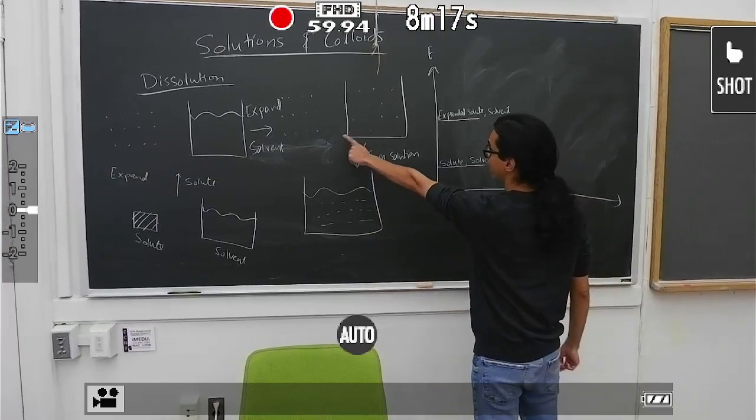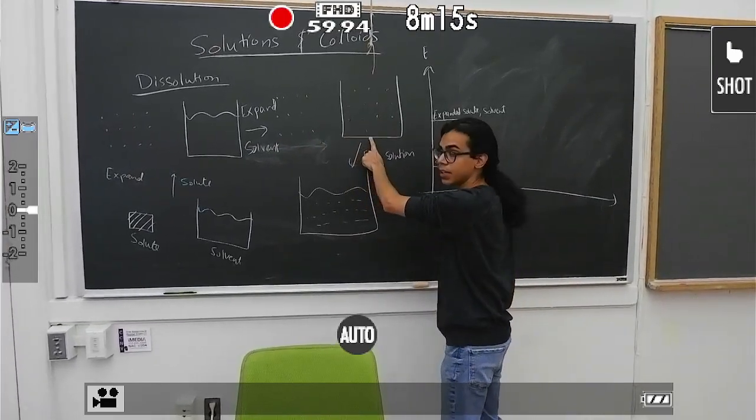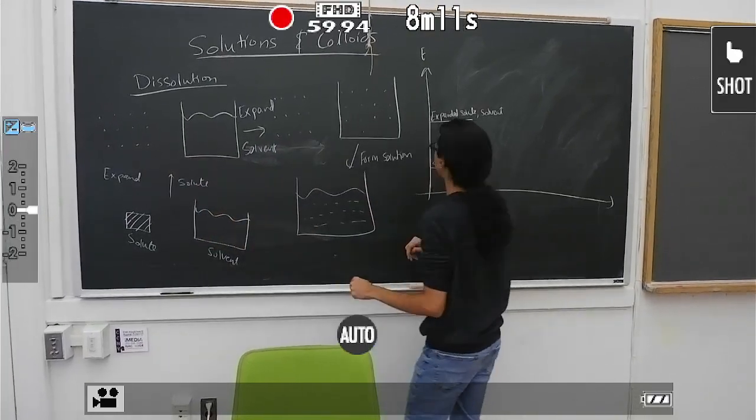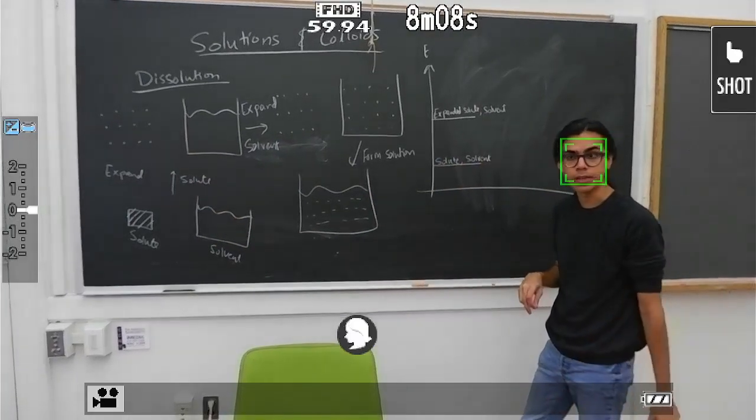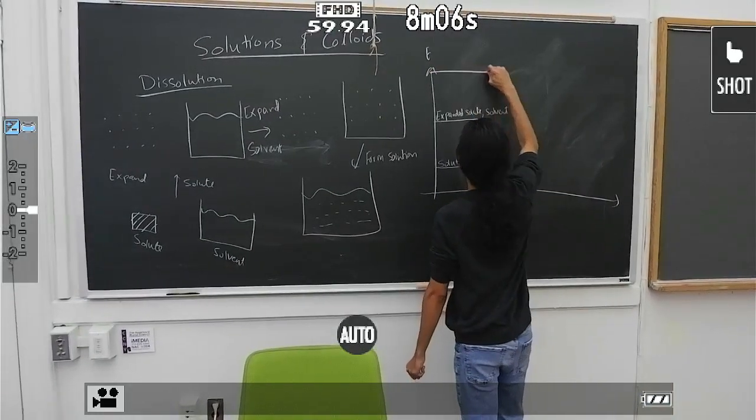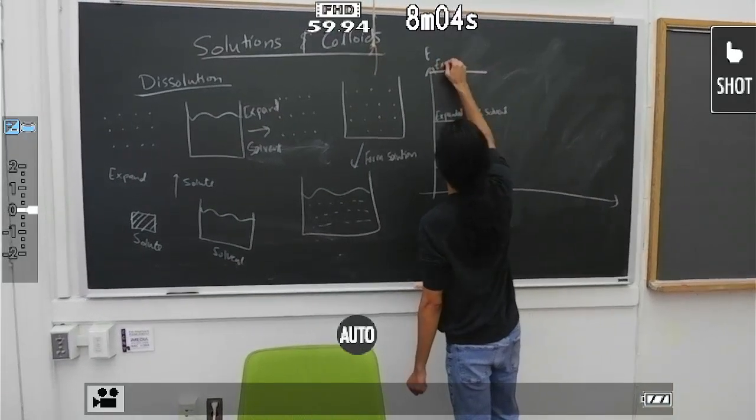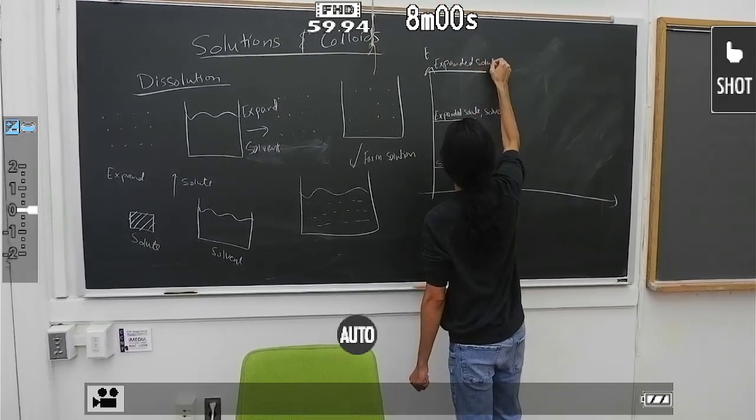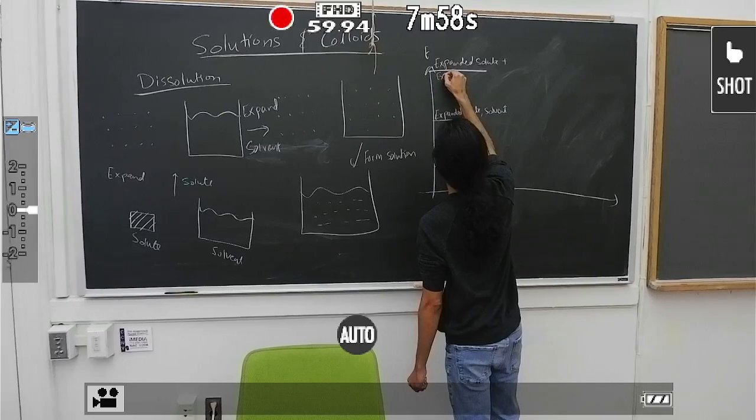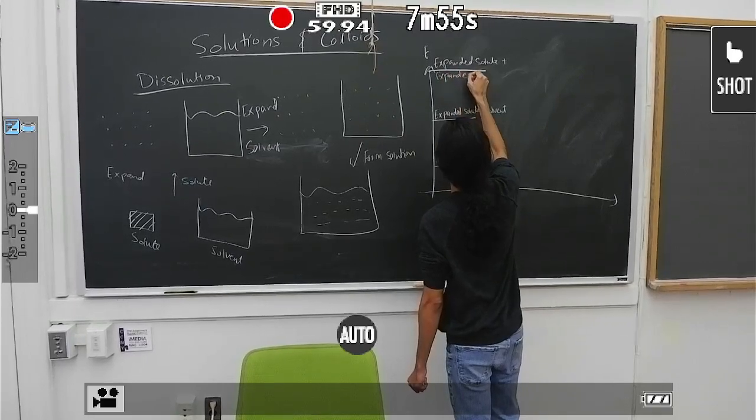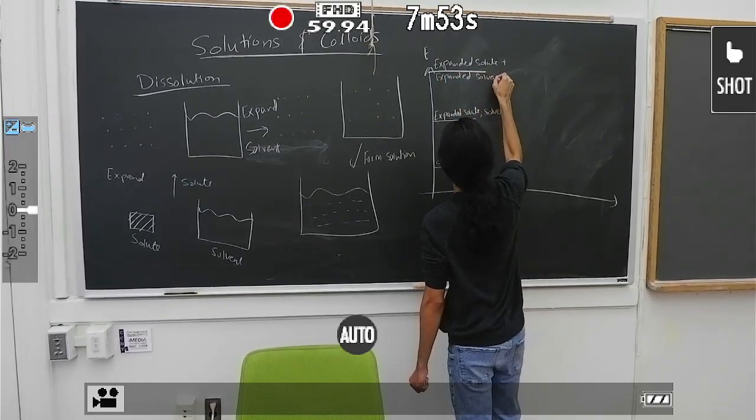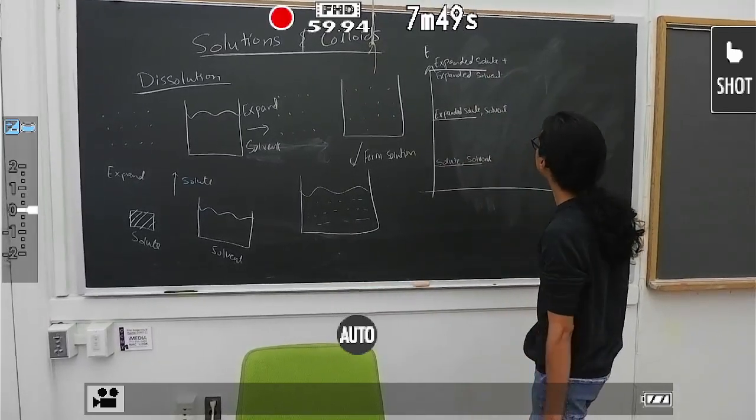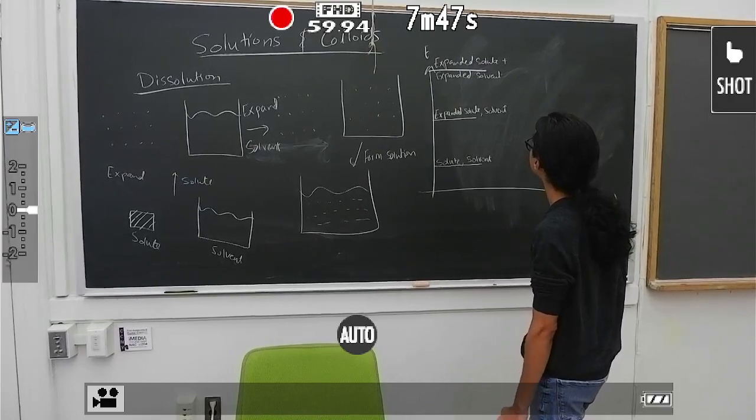Similarly, going from that to here, the solute hasn't changed, but the solvent, you separated the molecules yet again, and that takes energy. And so you go up in energy again. This is expanded solute and expanded solvent. Correct? Expanded solute and expanded solvent.